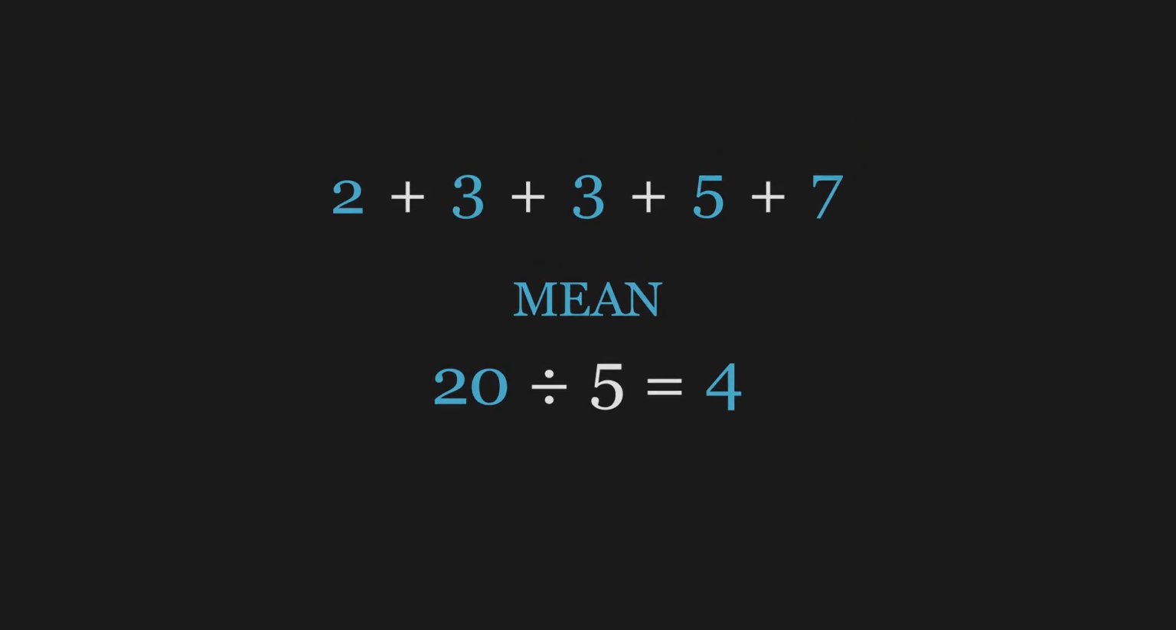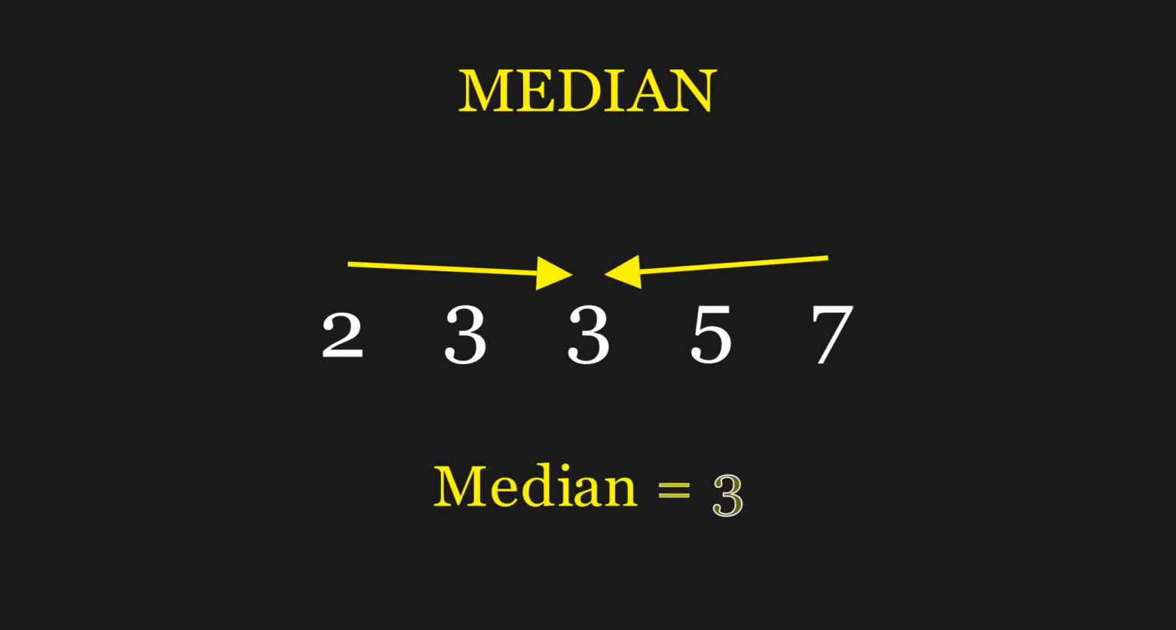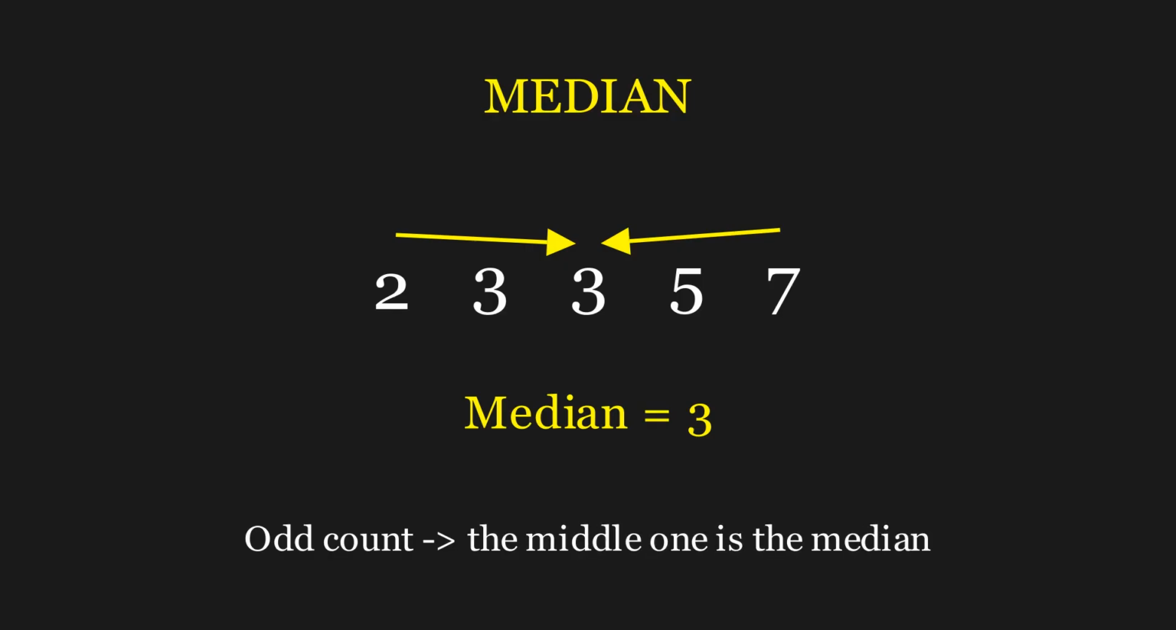Next up, the median. The median is the middle number when the data is lined up in order from smallest to largest. Good news, our list is already sorted. 2, 3, 3, 5, 7. Since there are 5 numbers, an odd count, the median is simply the one right in the middle. Count in from both ends. 2, 3, that's 2 numbers on the left, then 3 is the middle one, then 5, 7 are the 2 on the right. The middle value is 3, so the median is 3.